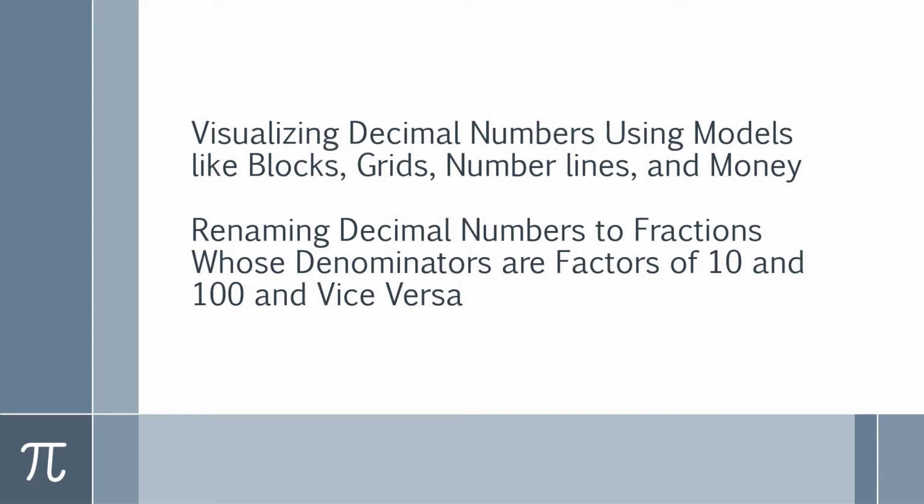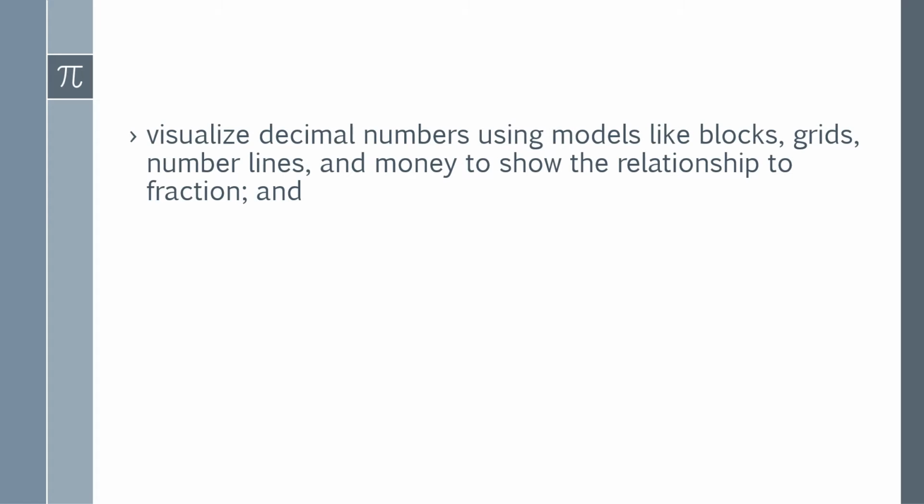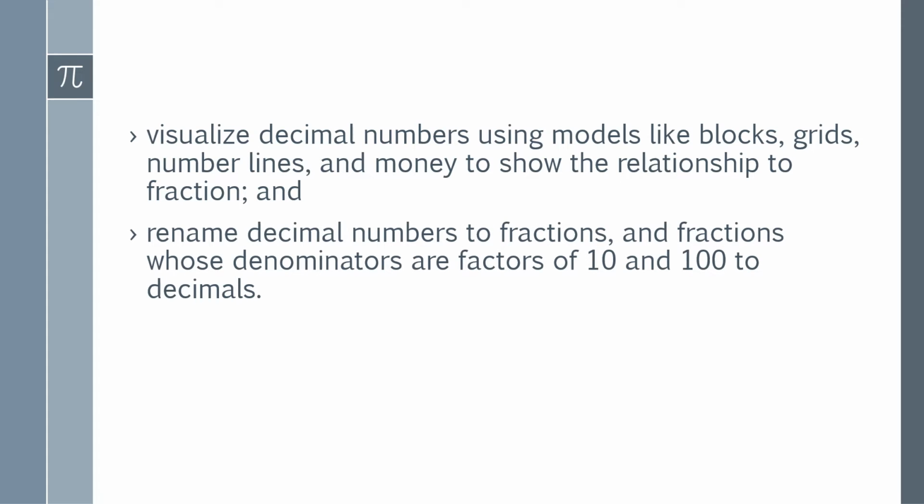Visualizing decimal numbers using models like blocks, grids, number lines, and money. And renaming decimal numbers to fractions whose denominators are factors of 10 and 100 and vice versa. At the end of the lesson, you are expected to visualize numbers using models like blocks, grids, number lines, and money to show the relationship to fraction, and rename decimal numbers to fractions and fractions whose denominators are factors of 10 and 100 to decimals.